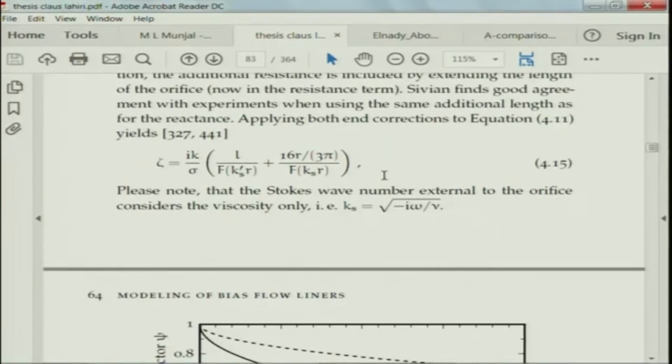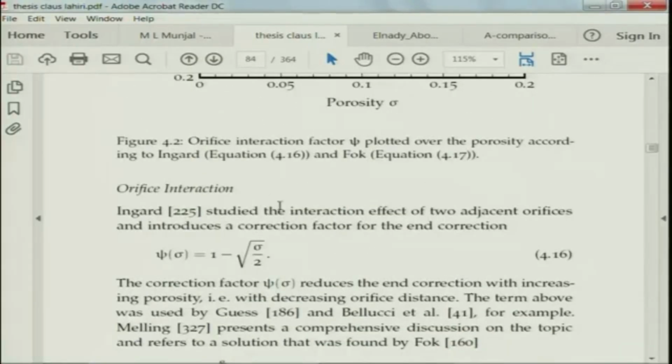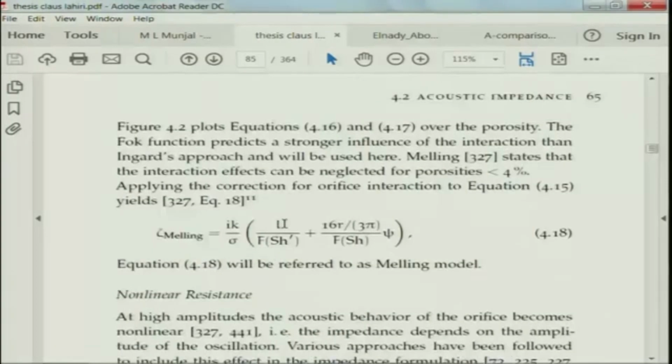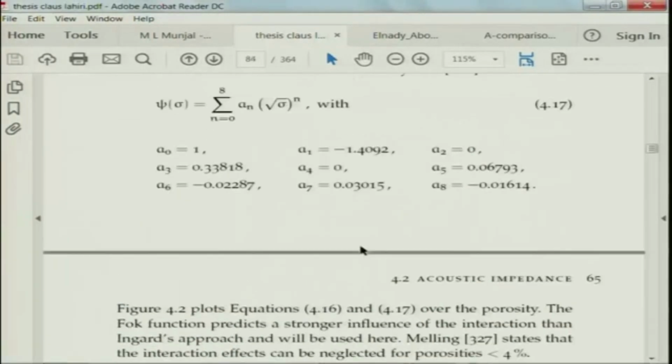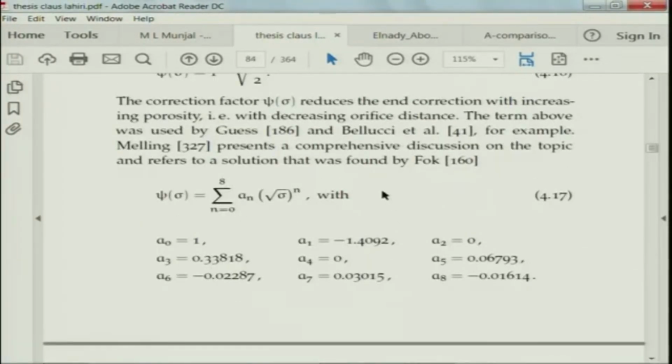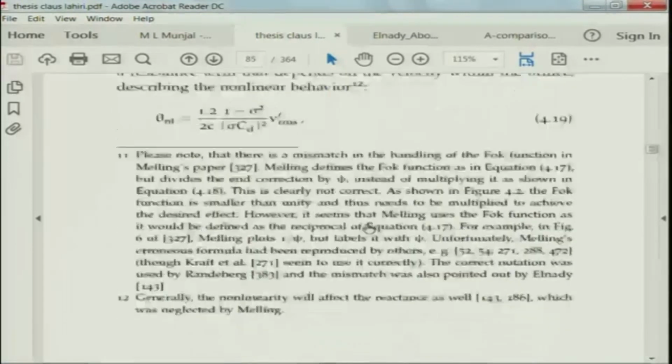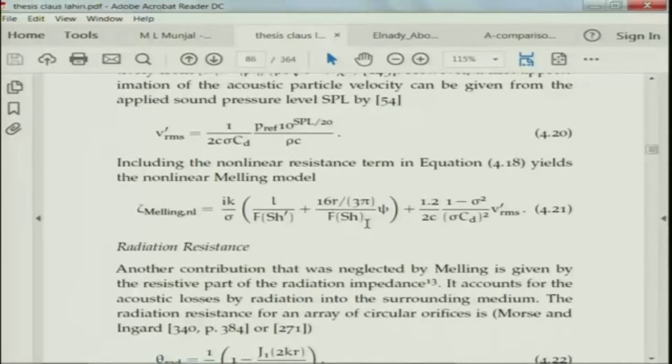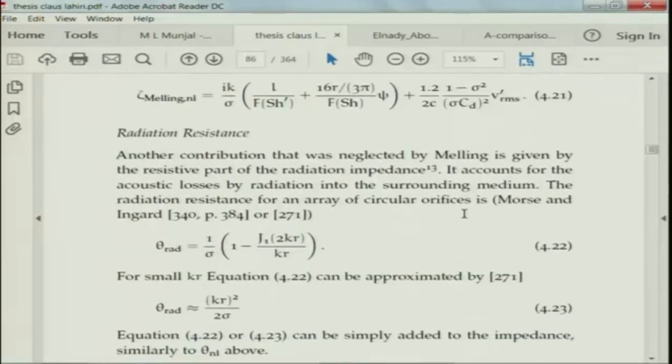So, this is one formula where zeta is ik times this thing. Here, of course, the mean flow effects are not quite considered. This is the orifice interaction. There are a number of formulas, one by Melling, zeta is equal to ik times sigma by a number of complicated functions, where these are the different things given in the work by Fok. So, it is pretty hard to review all of them right now, but just for the sake of knowledge, it is good to understand this, like this is a more comprehensive formula involving resistance as well.